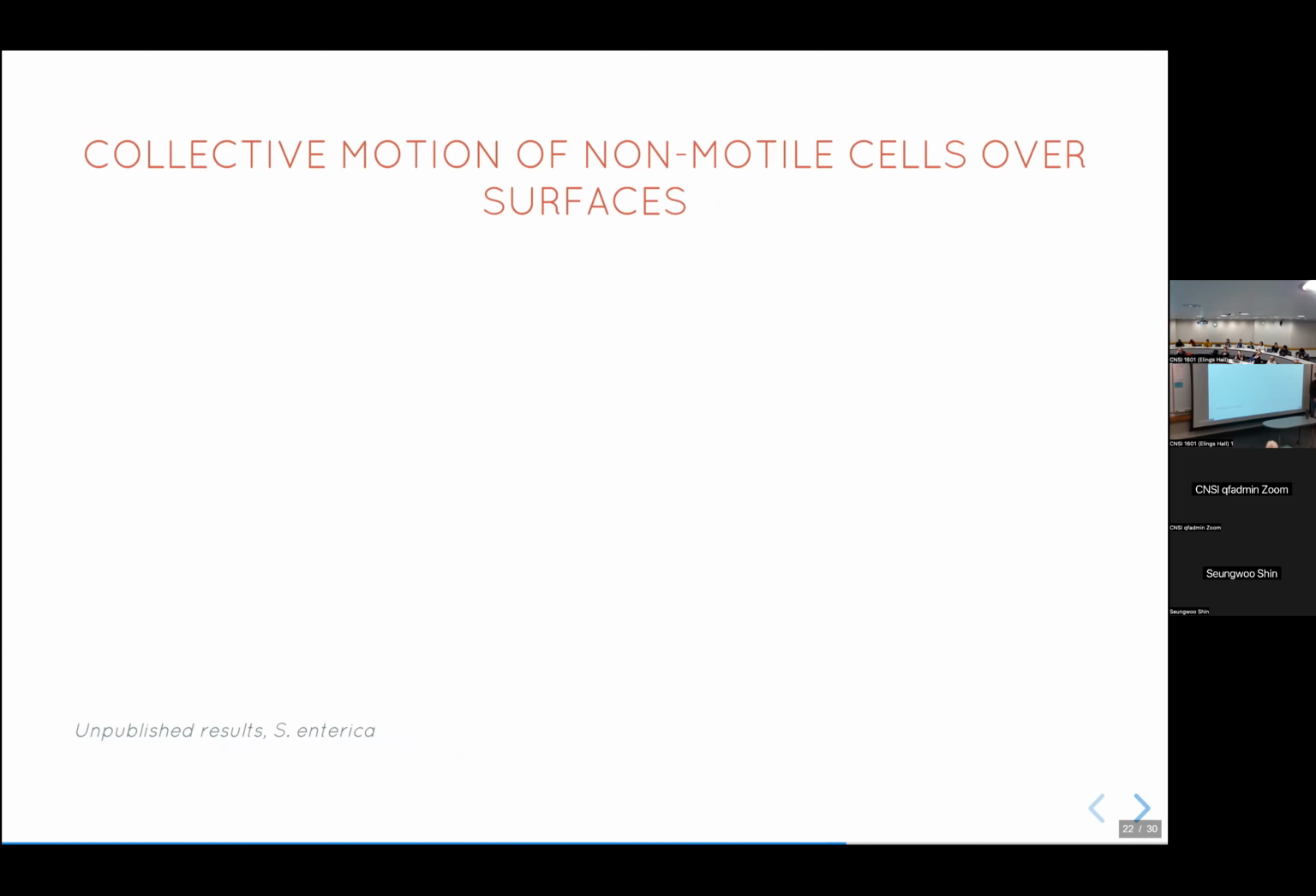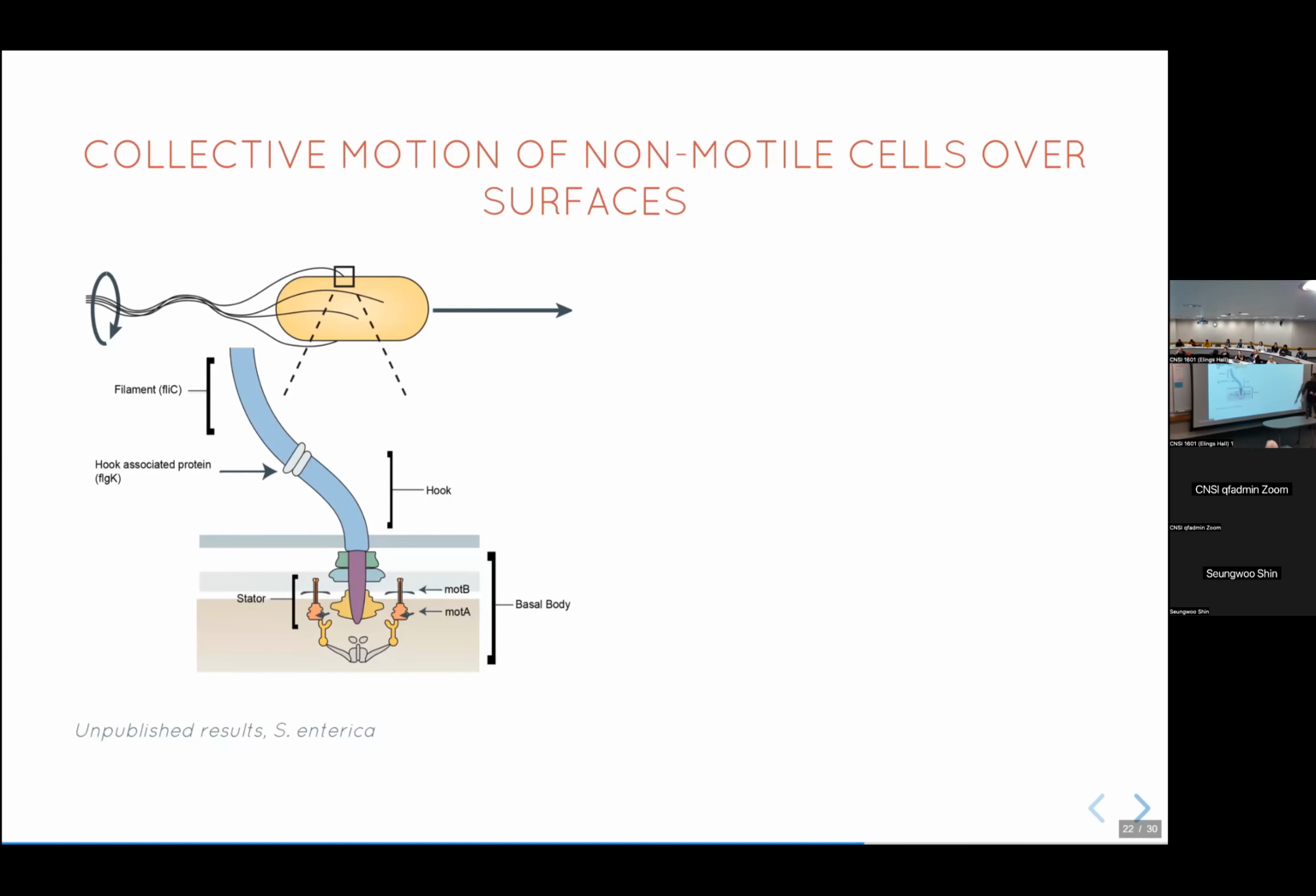But then I met with David Blair last year, and he showed me these data in which you have cells that do not have flagella. So let me remind you what I'm talking about. Here's the structure of the filament. This is the filament, and here is a protein called FlgK, which connects the hook with the filament. So if you don't have FlgK, you don't have the filament. Similarly, here are the stator proteins that I talked about, MotA, MotB. If you don't have these, you have the filament, but it's paralyzed.